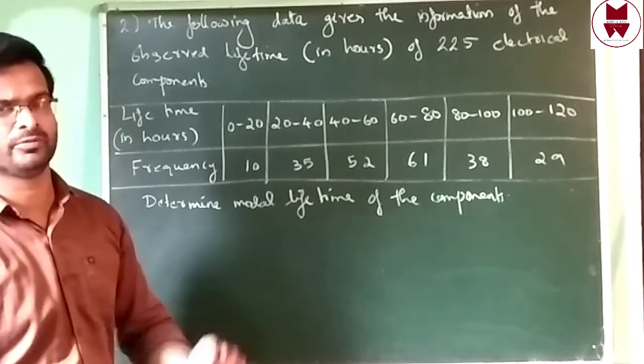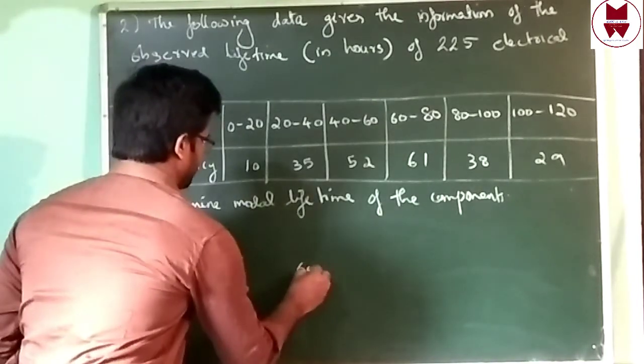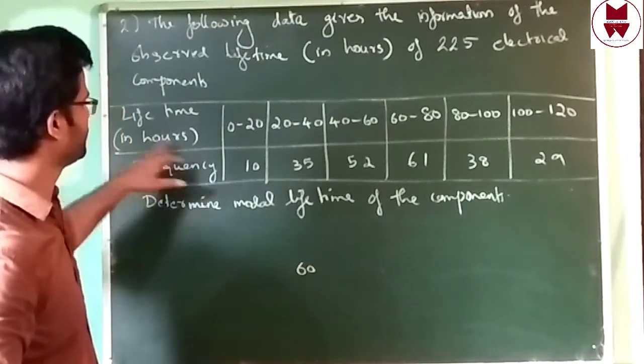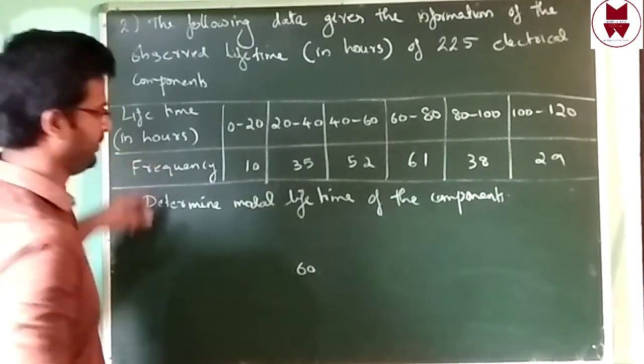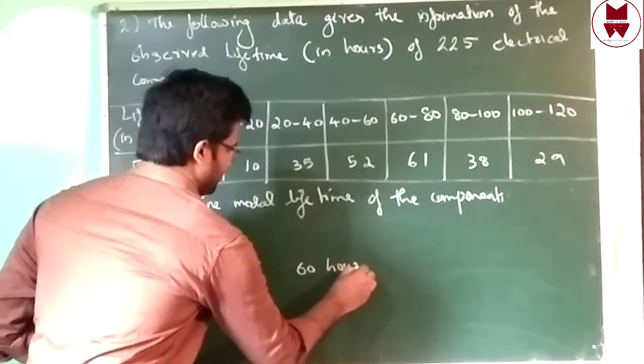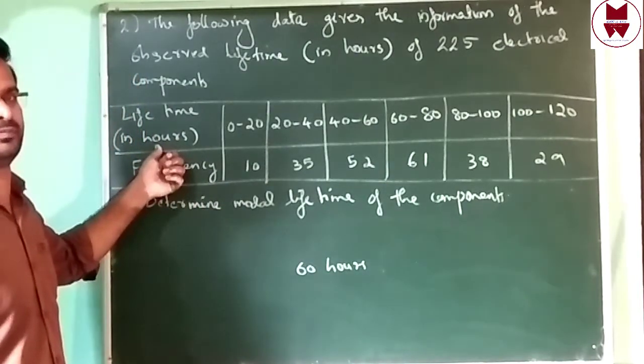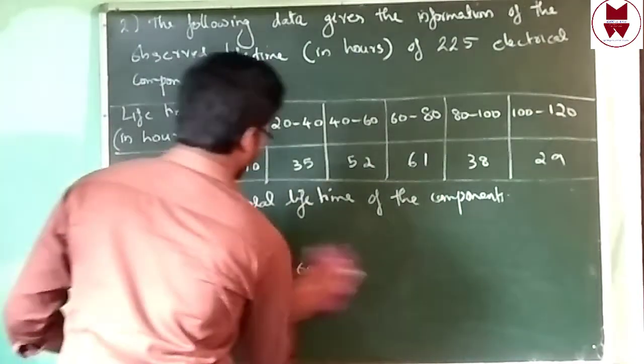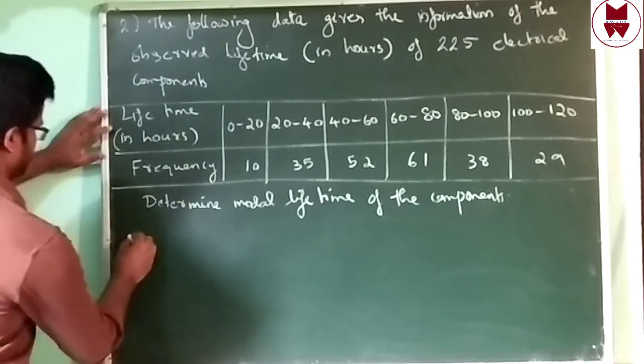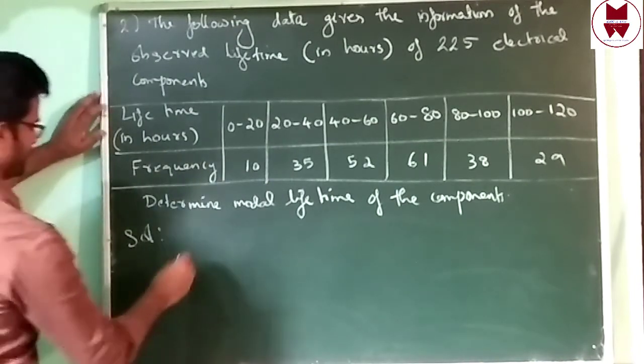The unit of that answer, maybe you will get 60. Unit will be from this first column. That is hours. You will get 60 hours like that. Unit, keep in mind, from this first column. We can do solution here.